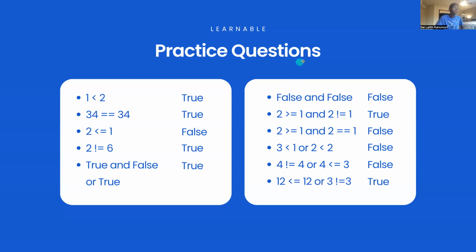This side doesn't have a true. Both sides have a false, so it's false at the end. And now we go into more of these.